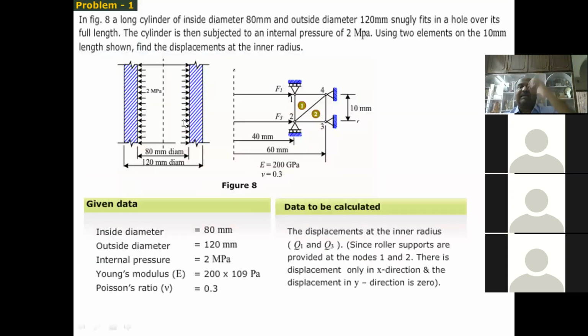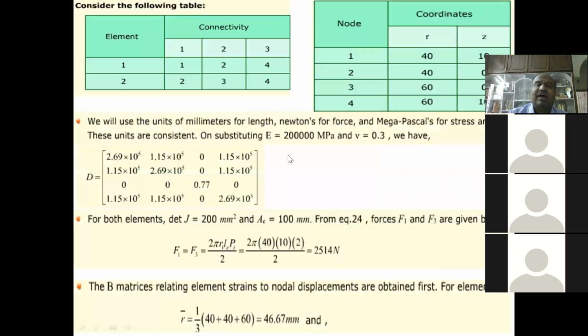Similarly, if you take a simple cylinder subject to internal pressure, you can cut the section and have one rectangular area. So this area is divided into 2 elements. We have the first element with nodes 1, 2, 4 and the second element with nodes 2, 3, 4. Any order you can give, the dimensions are given to you. And we can have elements 1 and 2. Element 1 connectivity is 1, 2, 4, and element 2 connectivity is 2, 3, 4.